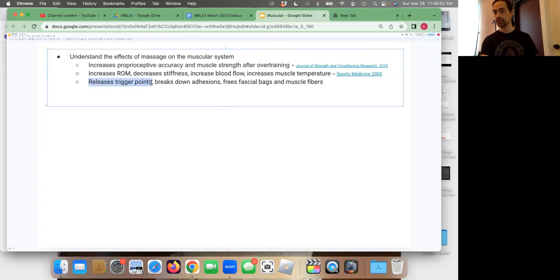Of course, it releases trigger points. That's one effect. Trigger points are specific to the muscular system. It breaks down adhesions and it frees up the fascial bags and the muscle fibers. If you guys don't know what any of those structures are, please ask, and I'll talk about them a little bit. But I think most massage students, you guys can just absorb.